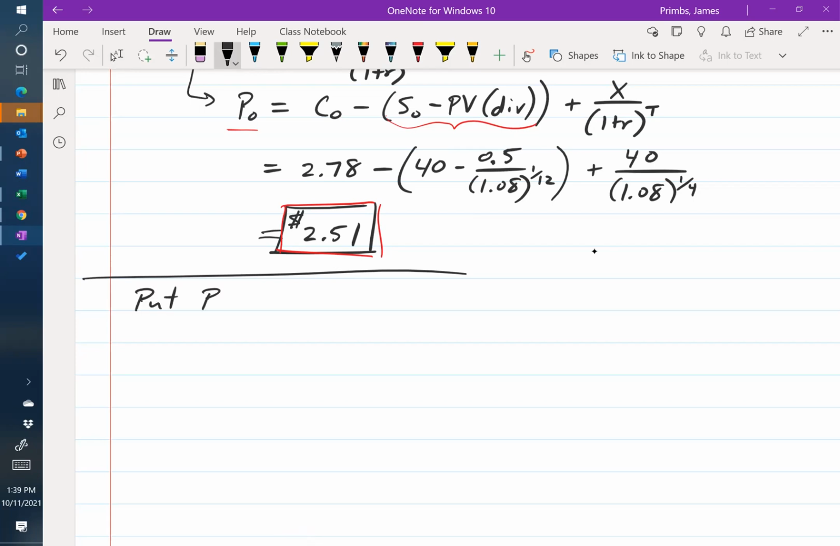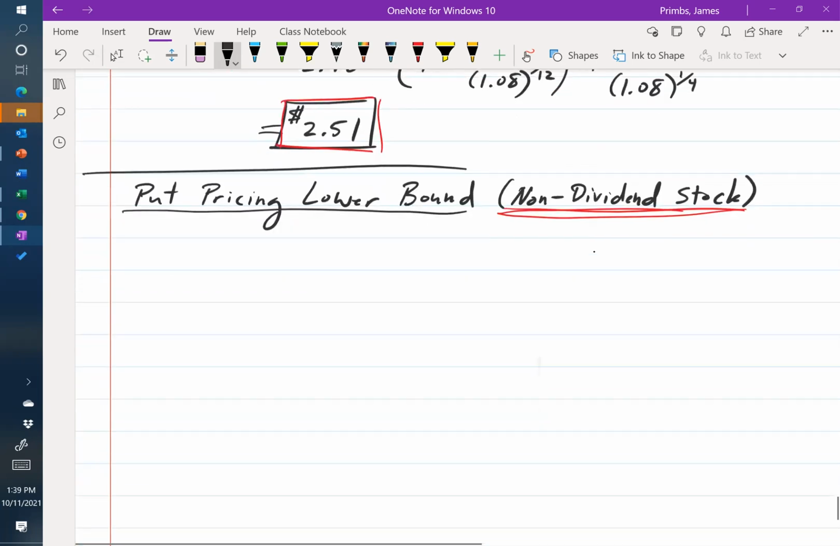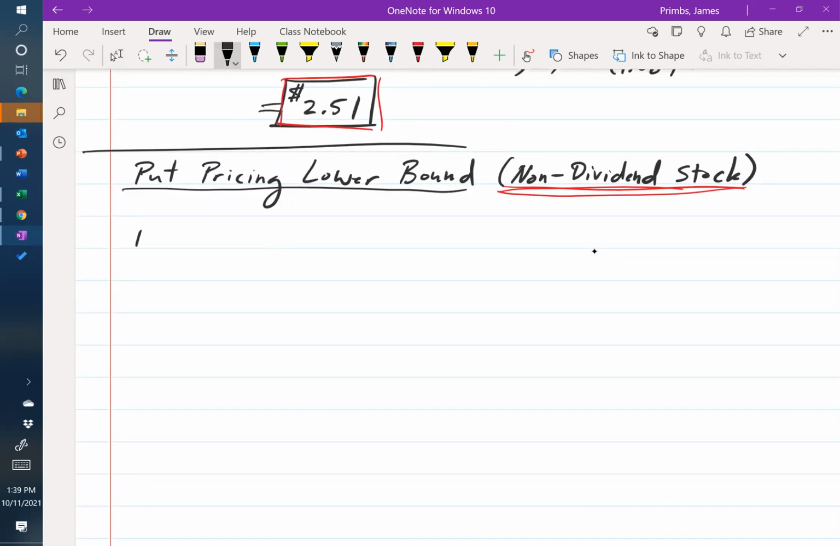Put pricing. Lower bound. And I'm going to jump back to the non-dividend paying stock case. That's where we get a nice formula. So let's underline that so you don't get caught by that. I'm back now, jumping to that non-dividend paying stock case. All right, so here's the idea. Put call parity can be used to derive pricing bounds.